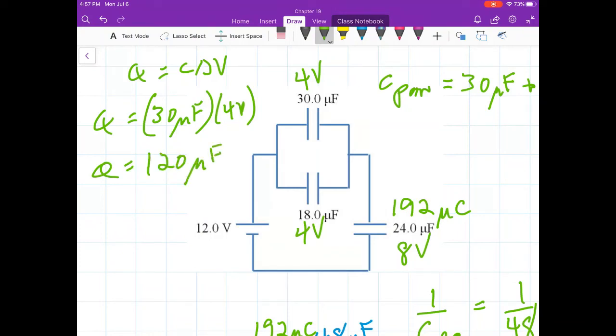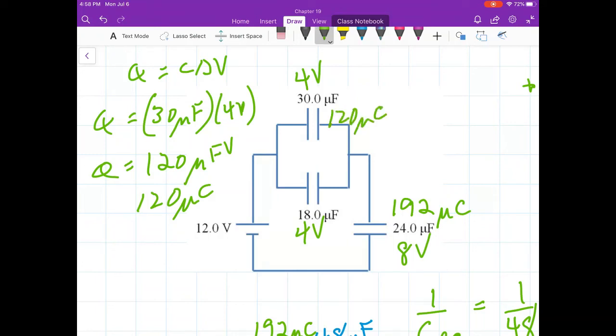Microfarad volt. What could that be? Well, the micro just means 10 to the minus 6. Unit of charge is coulomb. So that charge must be 120 microcoulomb. So put it right here. This capacitor has 120 microcoulomb.